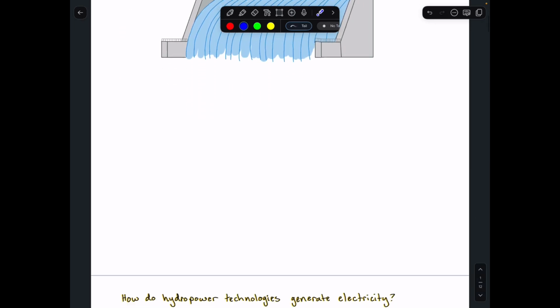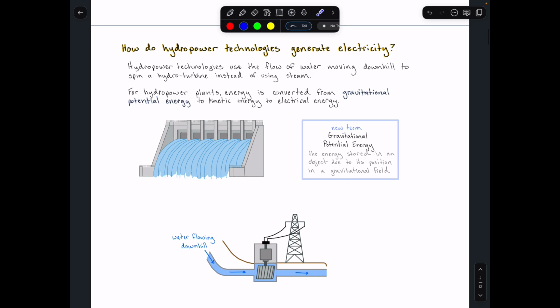So how do hydropower technologies generate electricity? All the different power plants that we've discussed so far use some sort of thermal energy to heat water, to turn it into steam, to then spin a turbine that is connected to a generator which produces electricity. But hydropower technologies use the energy from the flow of water moving downhill to spin a turbine instead of using steam.